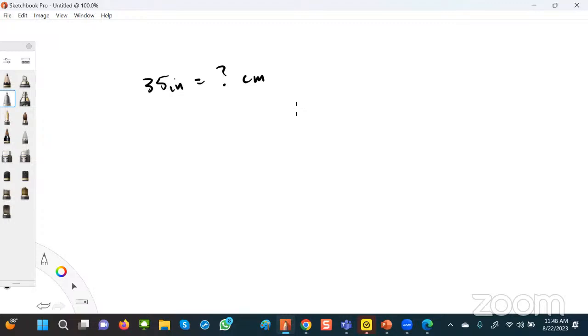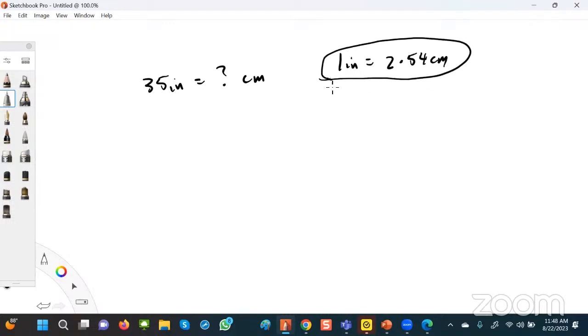But in addition, it gives you the mathematical relationship between units, such as the inch unit and the centimeter unit. If you look it up in those tables, you'll see that 1 inch is equal to 2.54 centimeters, right? So this is the relationship that we're going to use in order to figure out what equivalent value in centimeters 35 inches would be equal to.